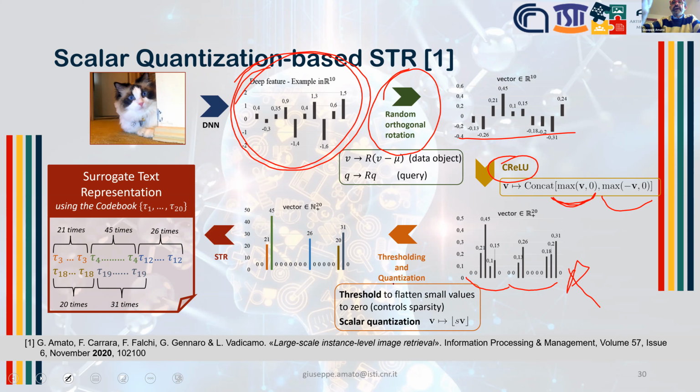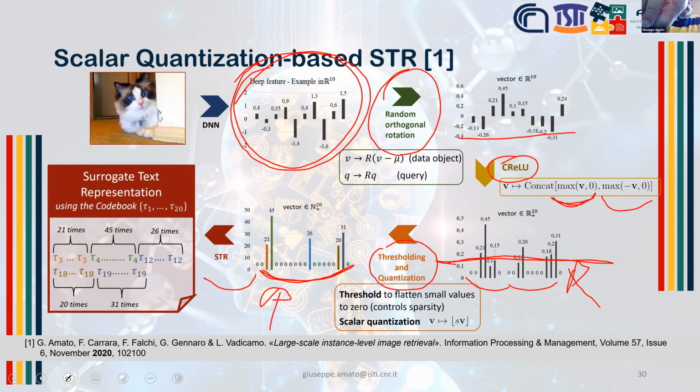In addition, we add some quantization threshold. So everything which is smaller than a certain threshold is put to 0, and we have a sparse vector. Then this sparse vector is transformed into a surrogate text representation.